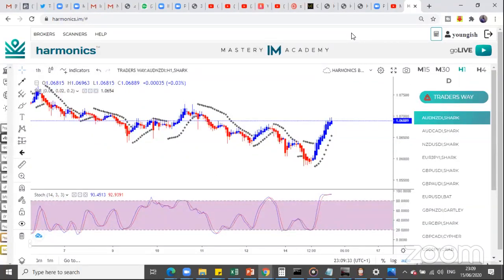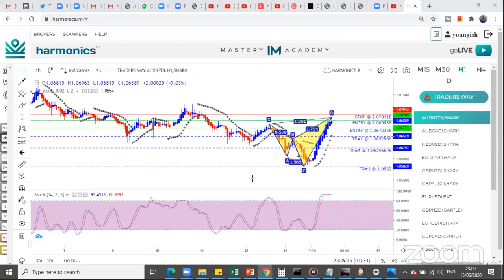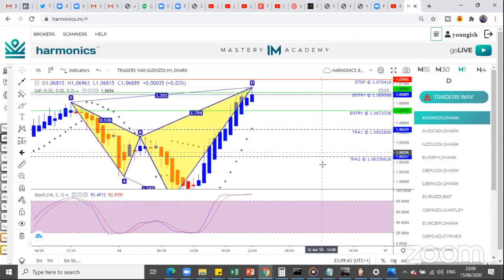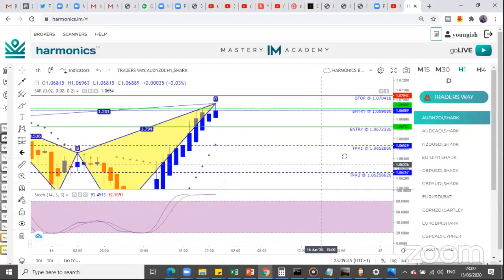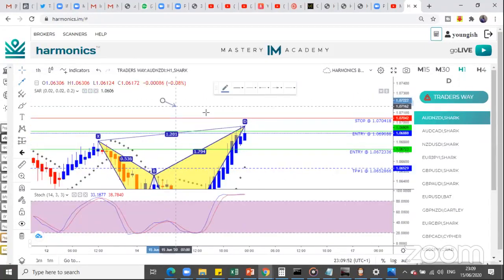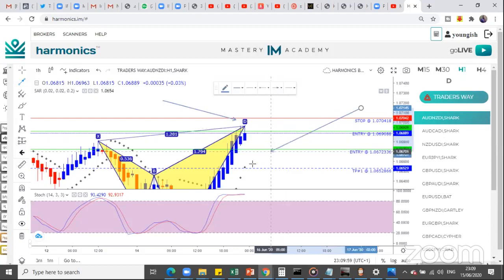Wow, AUDNZD, very, very ready. Ready on 15 minutes, ready on 1 hour. Why I like this one is that you can trade it on any pattern. Just wait for the parabolics to turn up. When it turns up, you have a red candle, you go in on a sell.